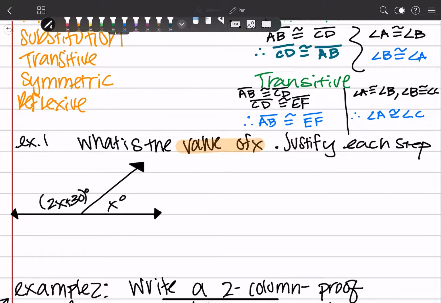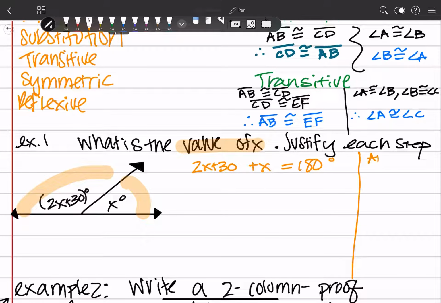Well, first thing we have to notice is in order to solve for x, we've got 2 angles that use it. Now, both of these are also a linear pair, so you can use that. You can also use the angle addition postulate to say that both of these add up to be 180. There are a lot of things. So we're going to say 2x plus 30, and you can put these parentheses or not in this case. It's good practice, but you don't need them. And I would say, hey, my reason for this is I'm going to use the angle addition postulate.